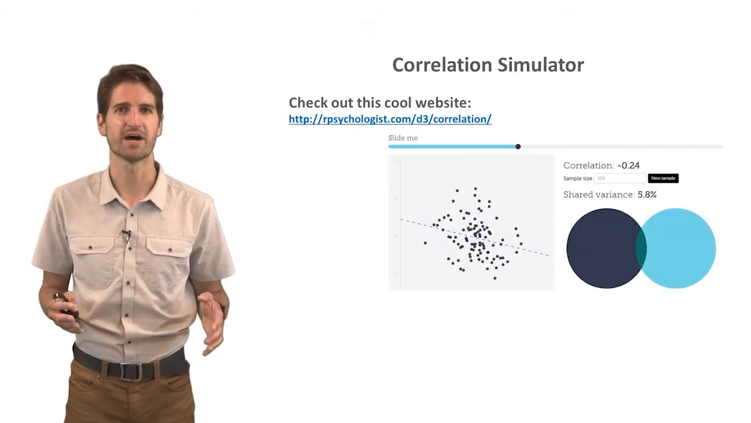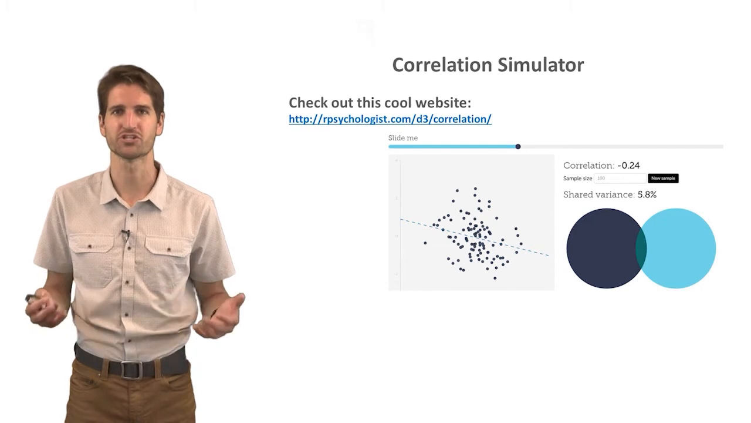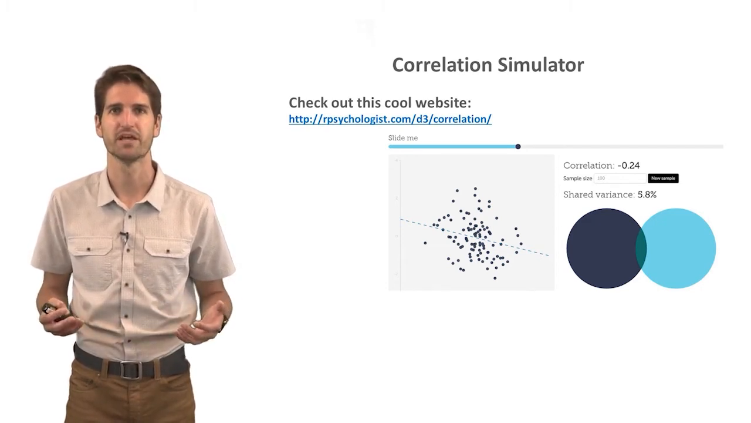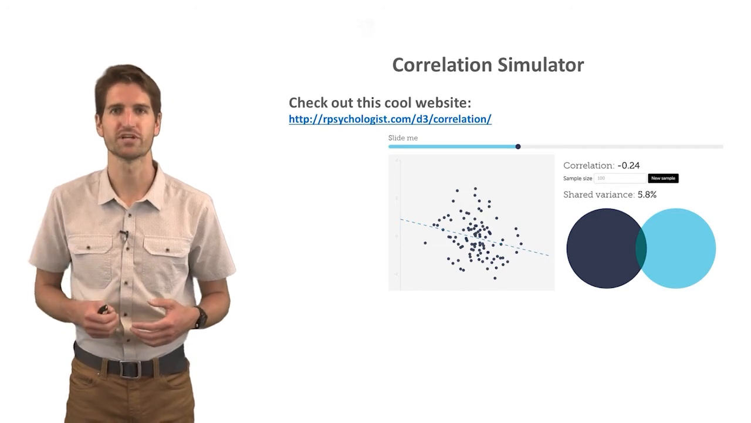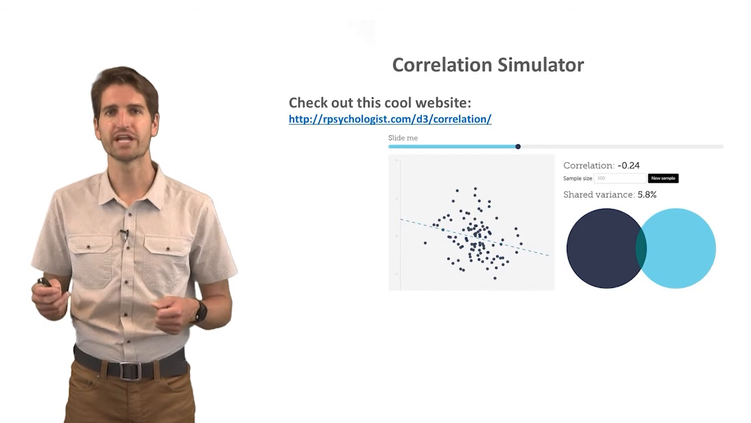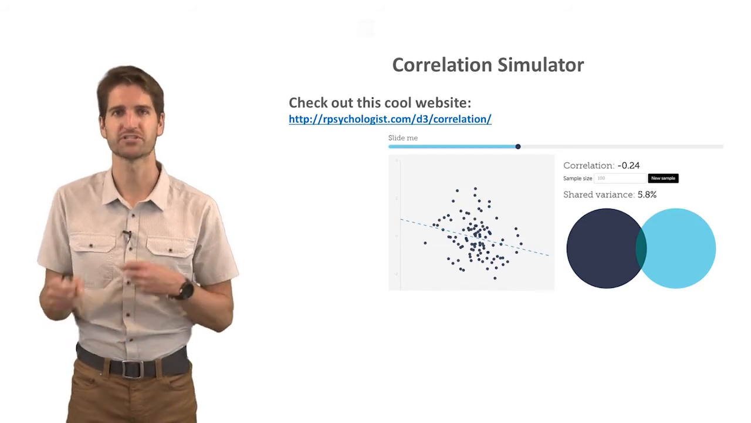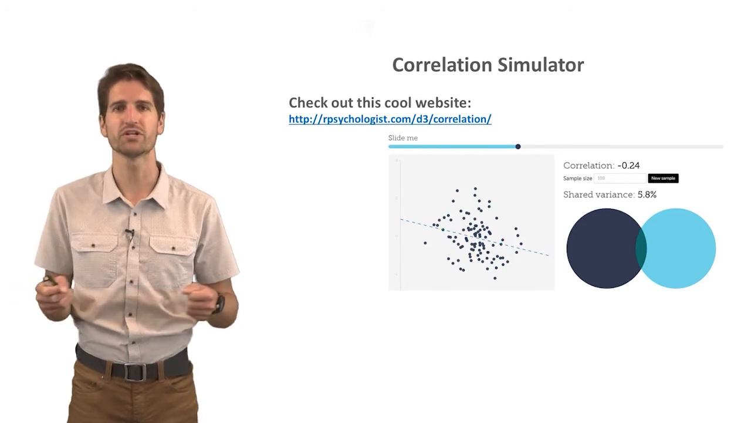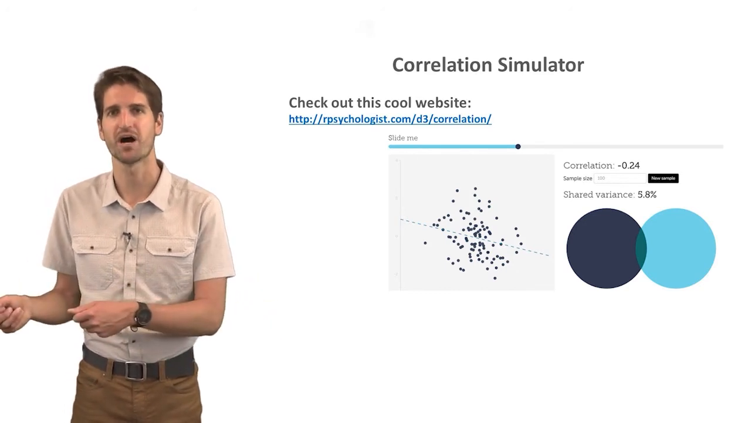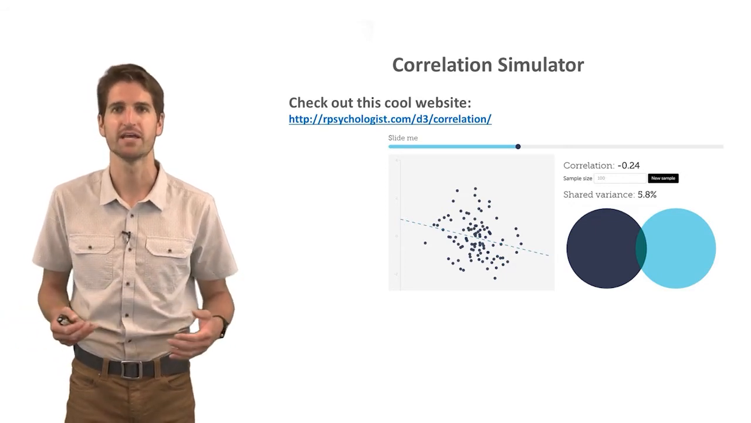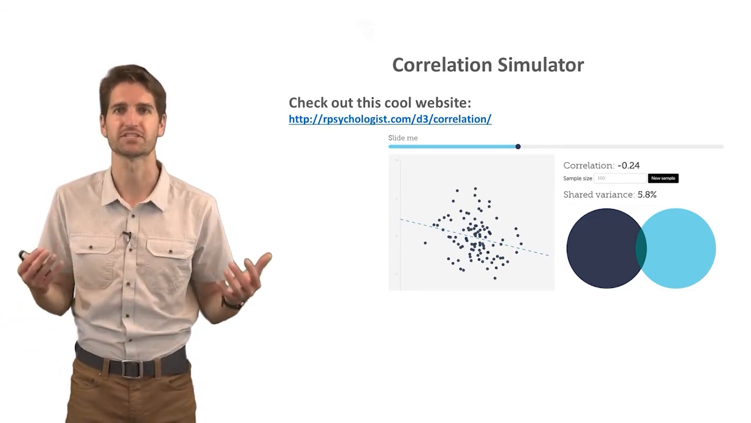Now, if you have time, I highly recommend that you check out this correlation simulator on this great website, rpsychologist.com. This is just a screenshot right here. If you go to this website, you can actually play around with randomly simulated data to try to understand visually in a scatter plot what different correlations, whether positive or negative in sign or strong or weak in magnitude, look like. It also includes the variance explained.